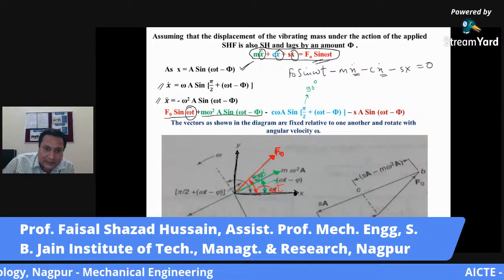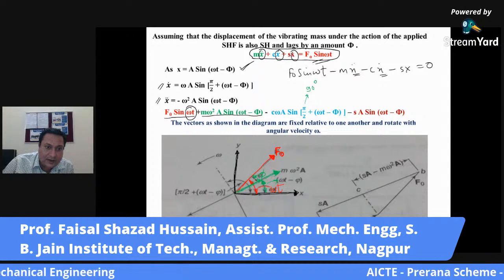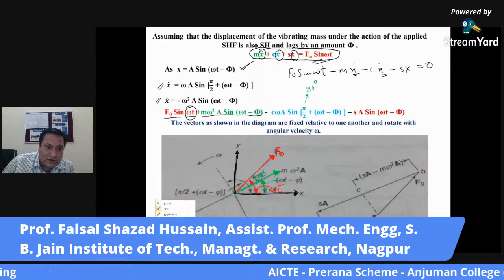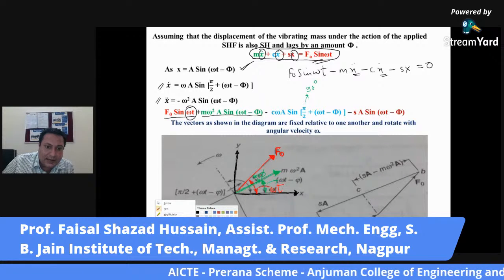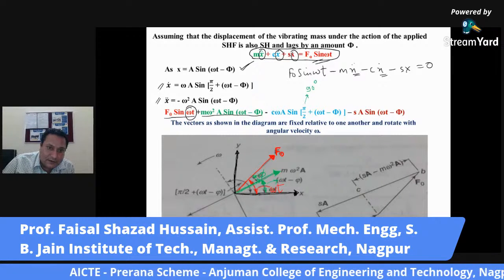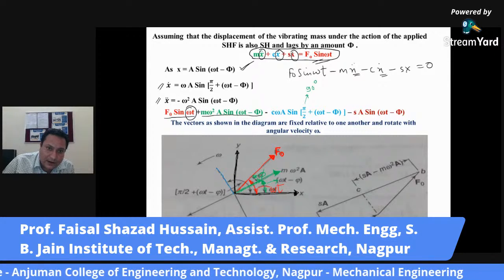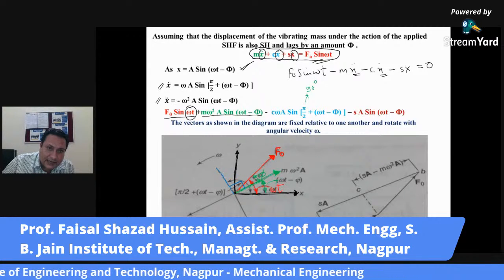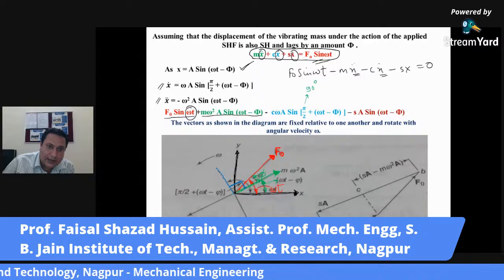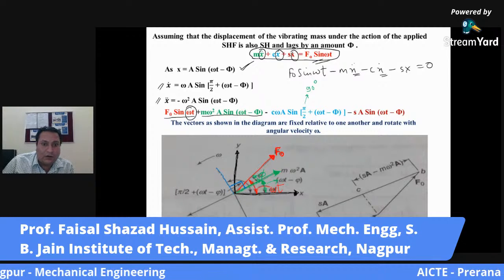This line is at omega t minus phi. So omega t minus phi plus 90 degree. So this will be the 90 degree. So from here, this angle is 90 degree. Okay. Now why have we not drawn the inertia force direction upward?